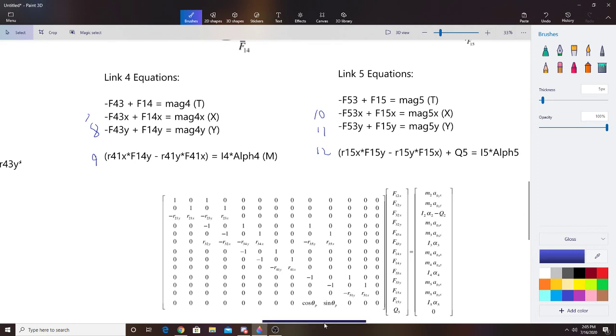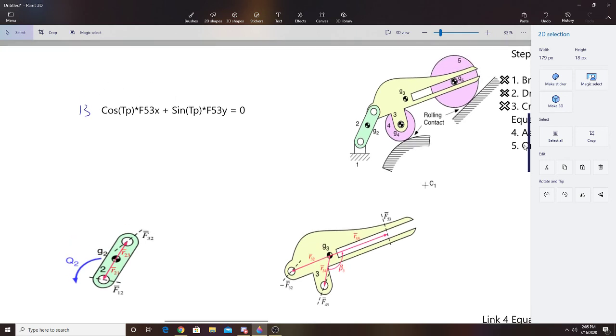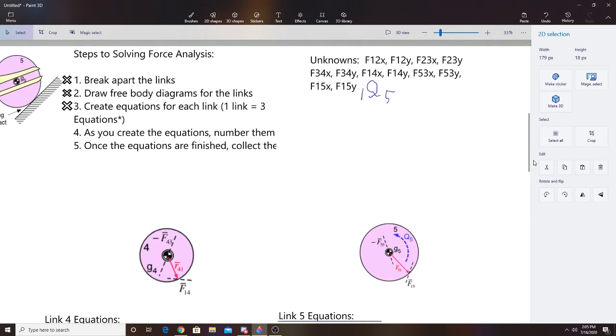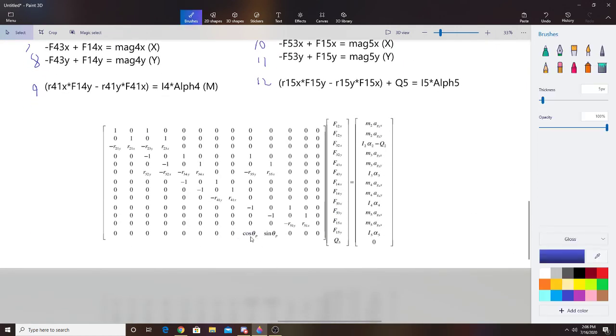And then the last equation, which was our equation 13, which is way up here, is we have the coefficients of F35x and F35y, which in this equation, we have cosine theta p and sine theta p. So if we go back down to our matrix, cosine theta p and sine theta p show up in the columns for F35x and F35y, which are right here.